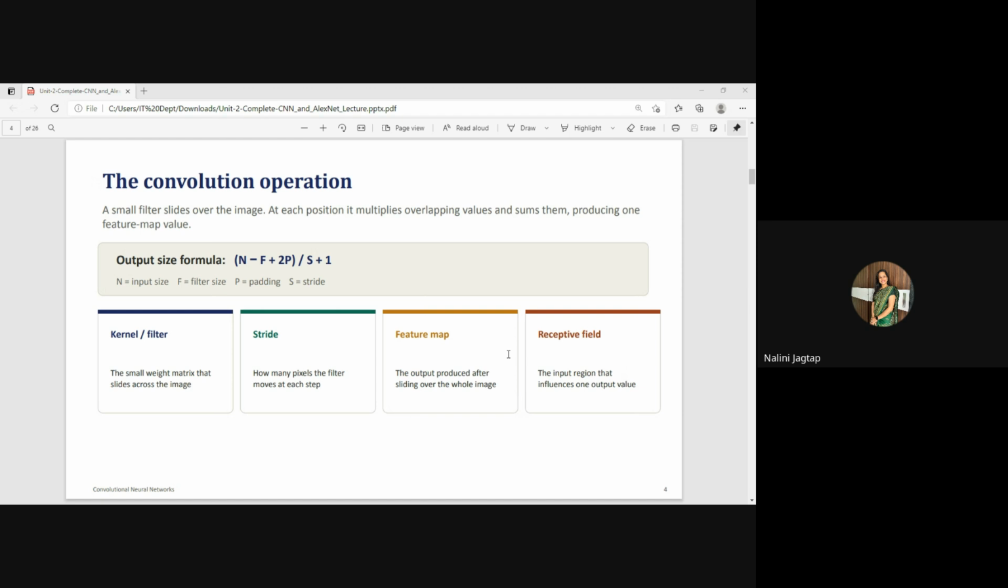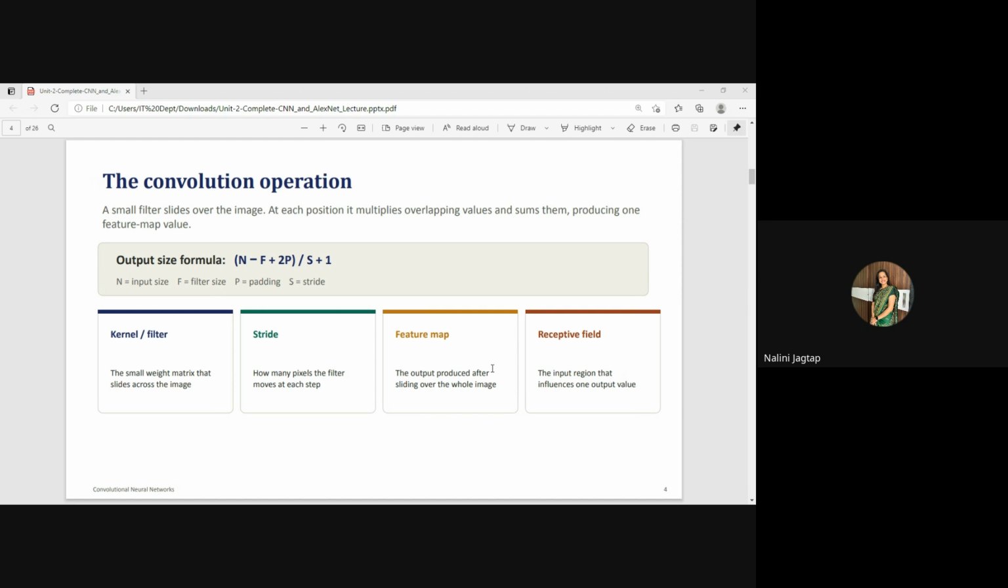The formula is (n minus f plus 2p) divided by s, plus 1, where n is the input size, f is the filter size, p is the padding, and s is the stride. Now let us understand what this formula says. The filter needs f pixels of room to sit inside the input. So after placing it in its very first valid position, there are exactly n minus f remaining pixels it can still slide across. Dividing by the stride tells us how many discrete steps fit in that remaining space.